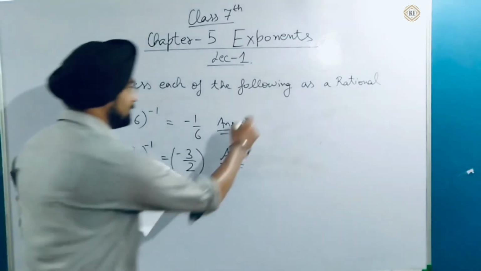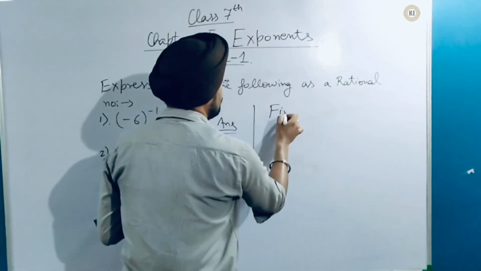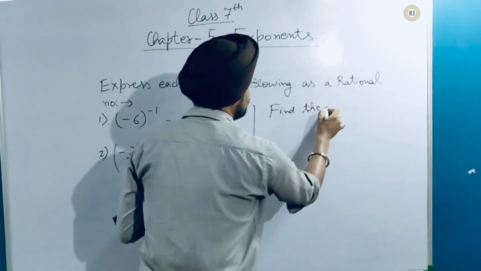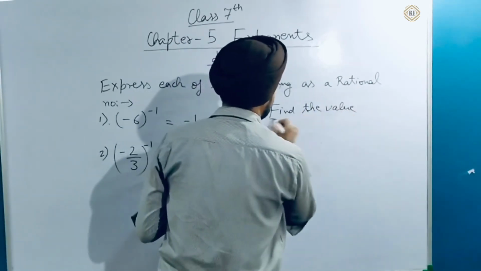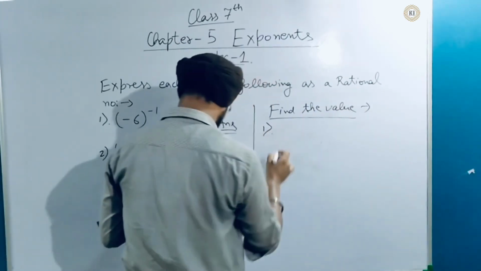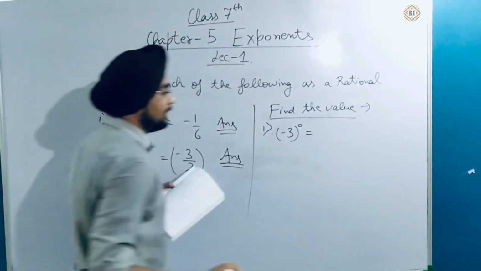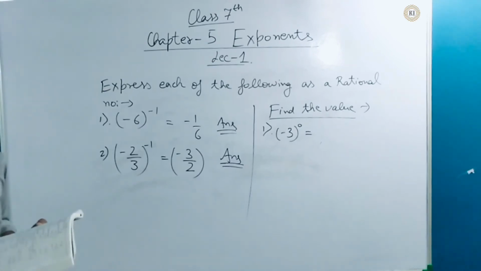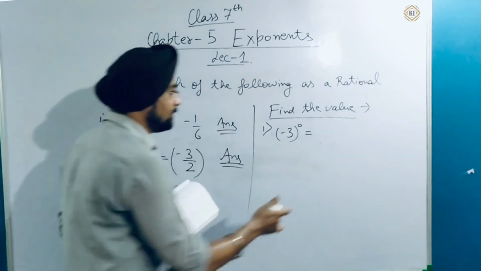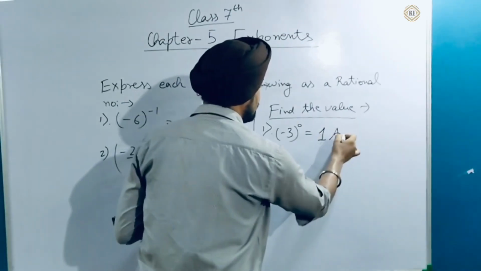Next question is given as find the value. It is given as minus 3 to the power 0. So I have told that according to the law, anything raised to the power 0, simply we will write here 1. So answer will come as 1.